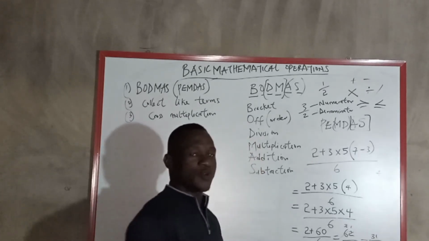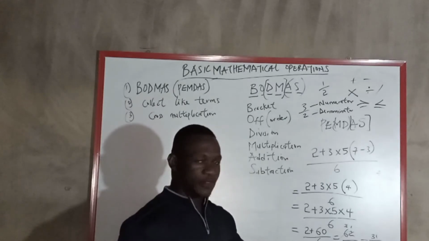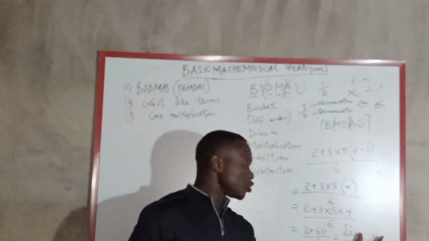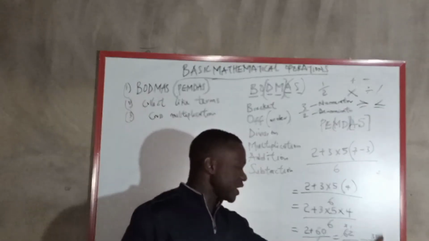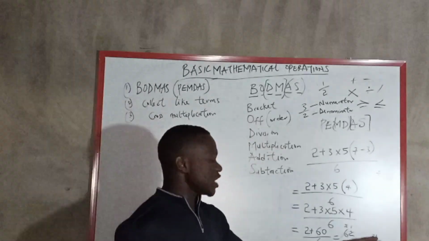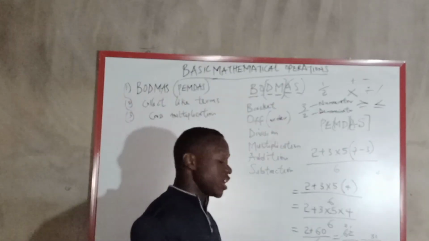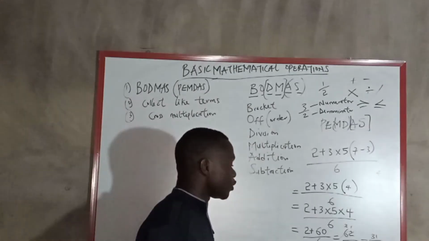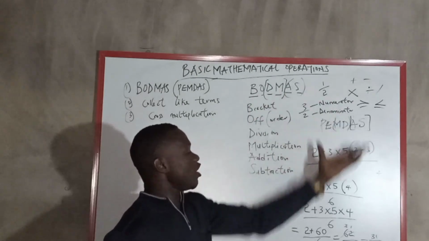Now is this a proper fraction or an improper fraction? Automatically you should know it is not proper for 3, which is small, to be carrying 31, which is big. So automatically this is an improper fraction, which can be converted to a mixed fraction. You can try it and put it in the comment section below, so I'll be able to see if you actually follow what I do. So that is the idea of Bodmas.